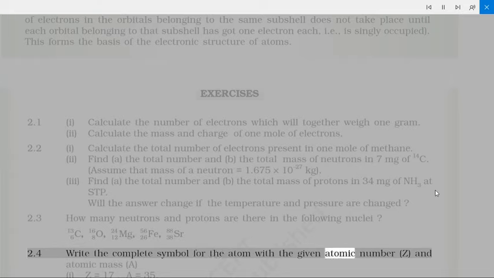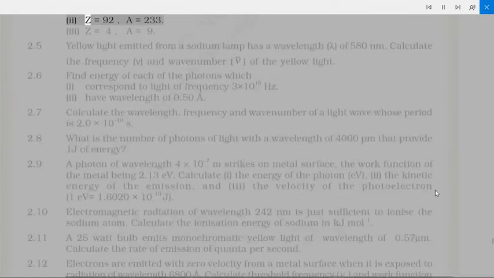2.4 Write the complete symbol for the atom with the given atomic number, Z, and atomic mass, A. (i) Z = 17, A = 35. (ii) Z = 92, A = 233. (iii) Z = 4, A = 9.